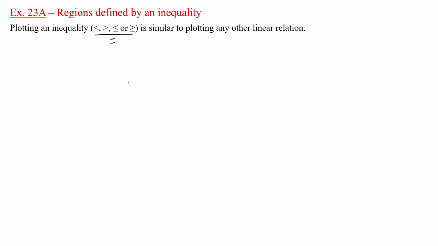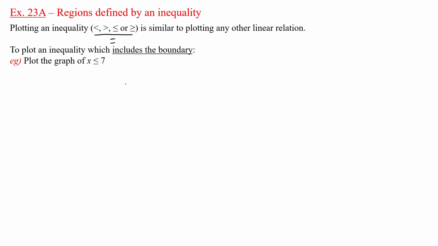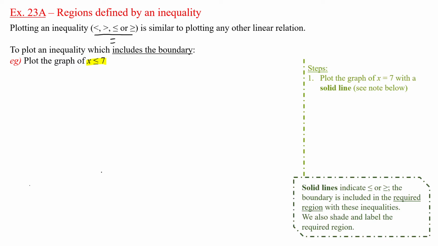Okay, we're going to try two examples in this video. The first is going to be plotting an inequality which includes the boundary. In this particular case, the boundary line is x equals 7, or x is less than or equal to 7. So our first step is to just plot the graph of x equals 7.